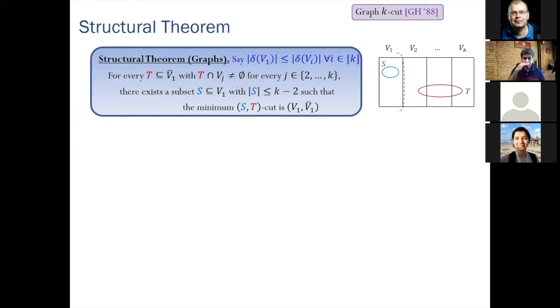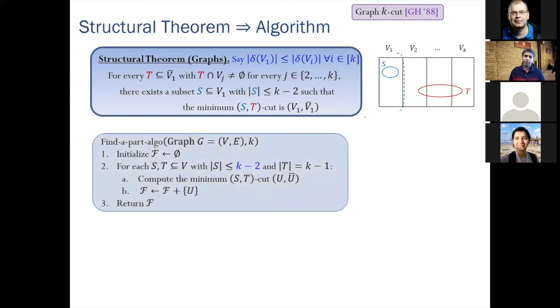Again, the structural theorem says that for every T that is disjoint from V1 and intersecting each of V2 through Vk, there is a subset S inside V1 of small size, of size at most K minus 2, such that the minimum ST cut is exactly V1, V1 bar. Now let's see how to use this structural theorem to design an algorithm for graph K cut. The structural theorem allows us to enumerate a polynomial-sized family of subsets containing V1.